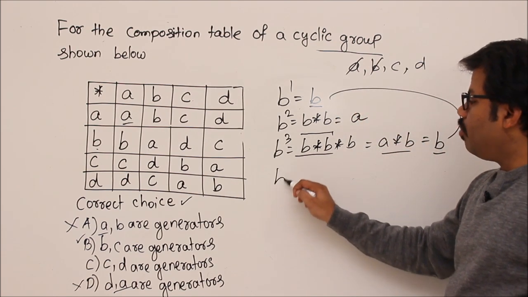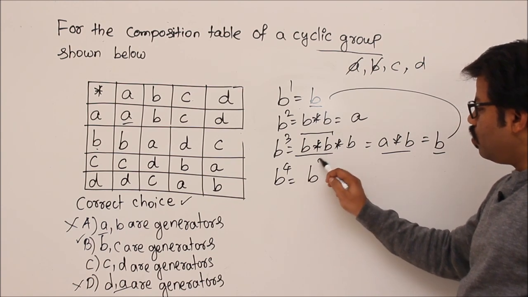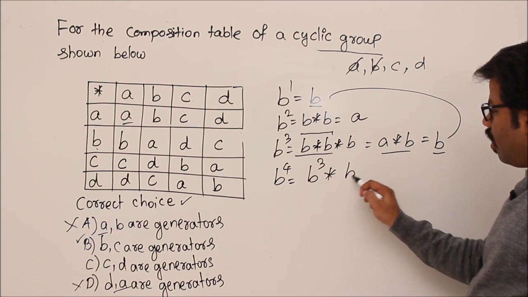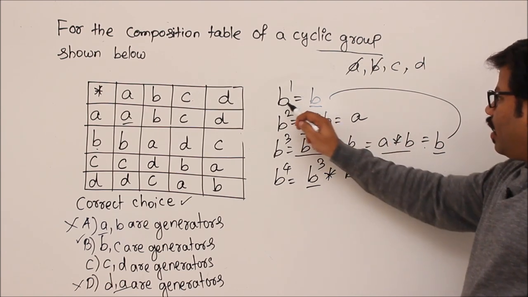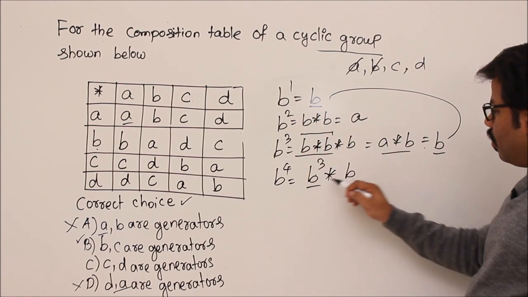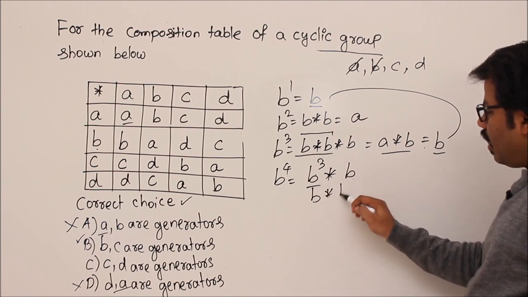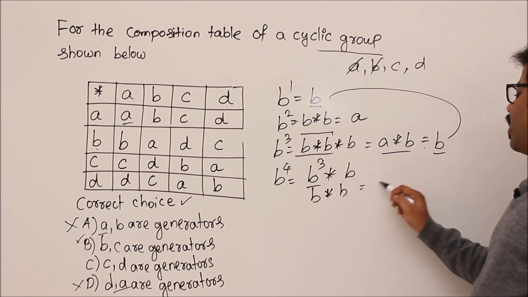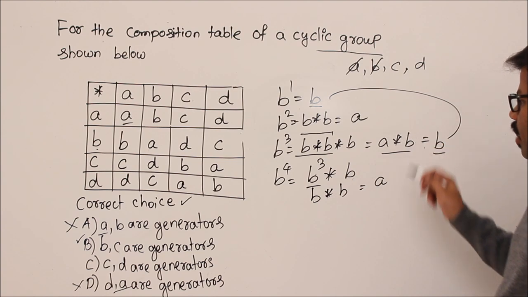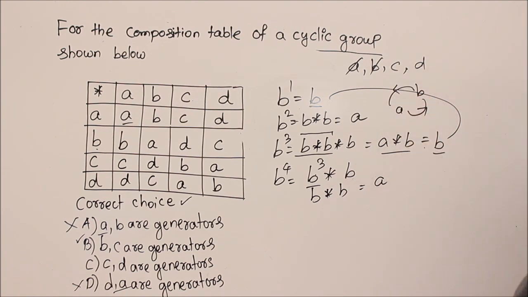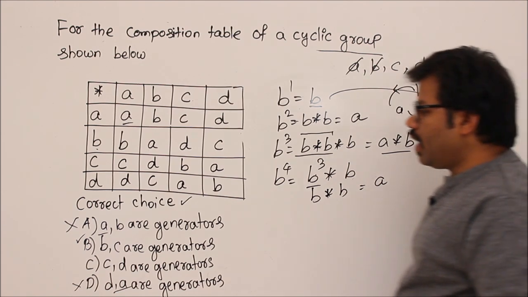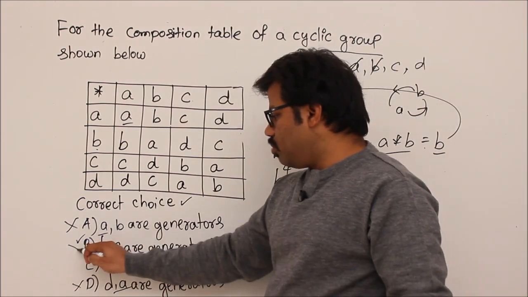Why, sir? B power 4 is simply B cube star B, correct? But B cube is B. So B cube and B are the same, then it is like B star B, but we already tried B star B. So you get A back, then again B back, in that way an A, B loop. So there is a loop between A comma B. So you never get C and D. So B cannot be a generator. So option B is wrong.